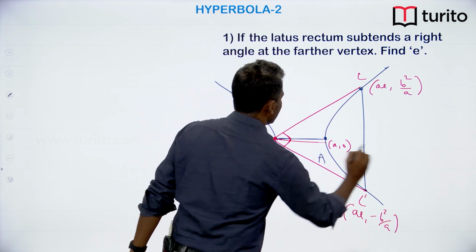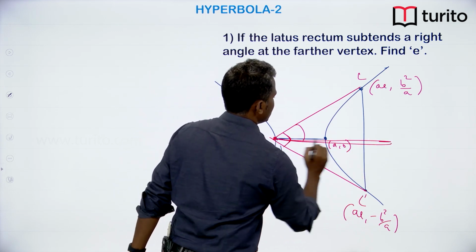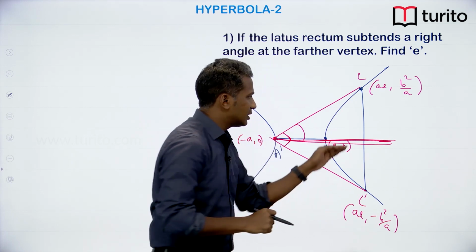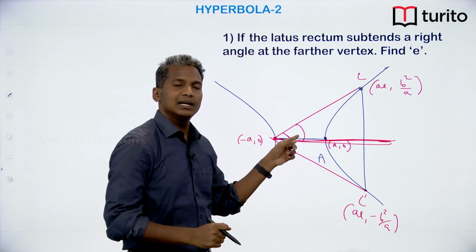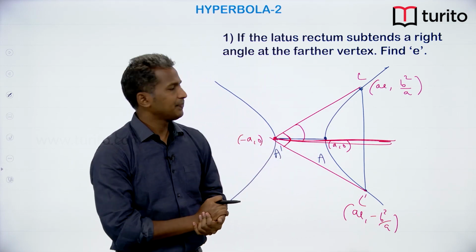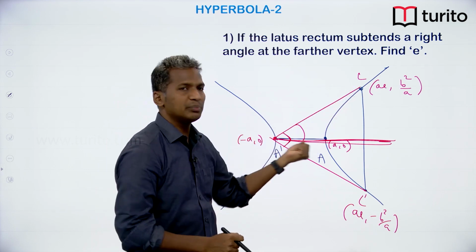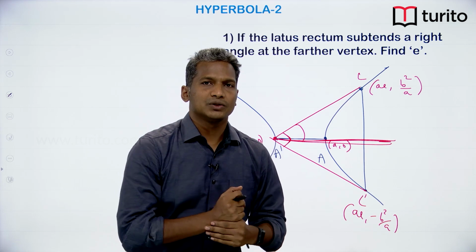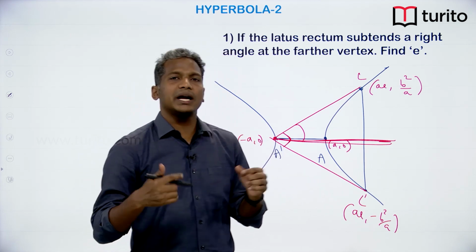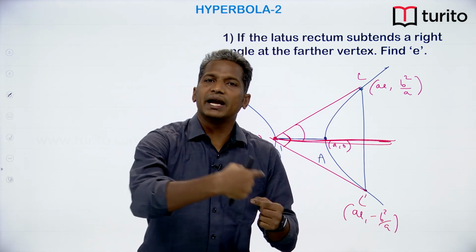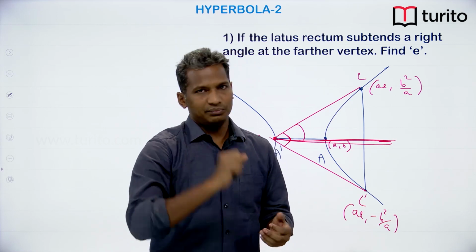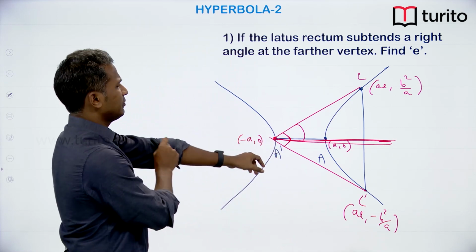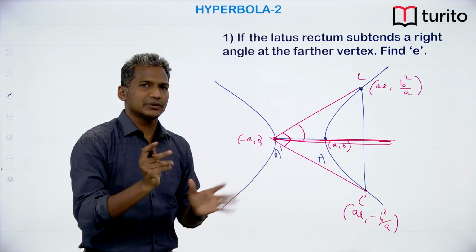So, if I just take the half of this angle, which is the angle made with the positive x axis, that angle must be 45 degrees. So, I can just take height by base equal to tan 45, that way also I can solve it. Basically here the idea is to get one relation between a and b and then crack e. Let us try to solve it by taking any one of these ideas, it does not matter.